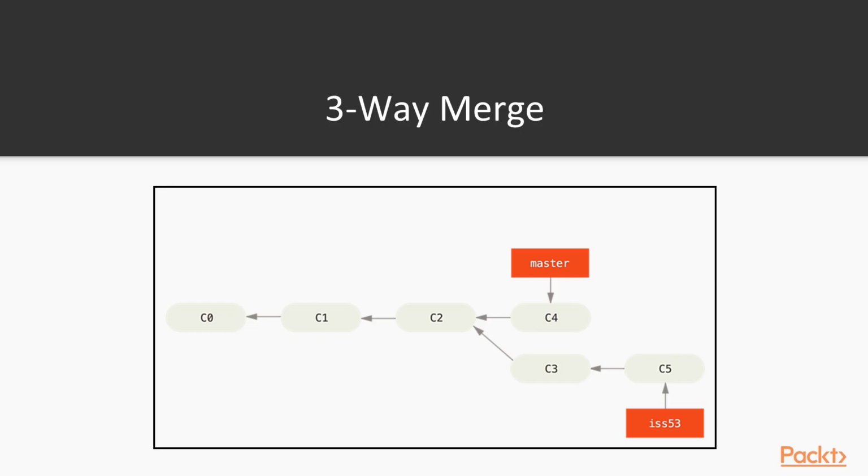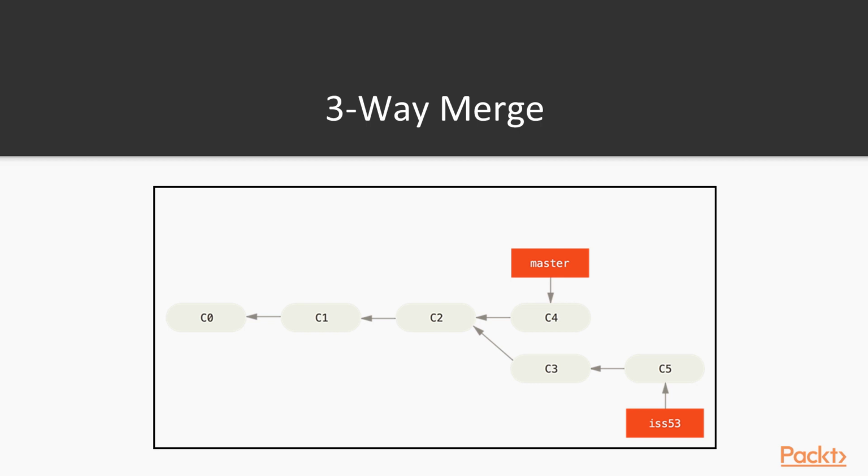A little different is the ThreeWay Merge, as you can see here. So the normal flow is that you create a branch and you start working on this branch, for example, this issue 53, but then it can happen that someone else is also working on a master branch, maybe some hotfix or something else. In this case, we have a branch master that points to the commit C4, and an issue 53 branch that points to the commit C5.